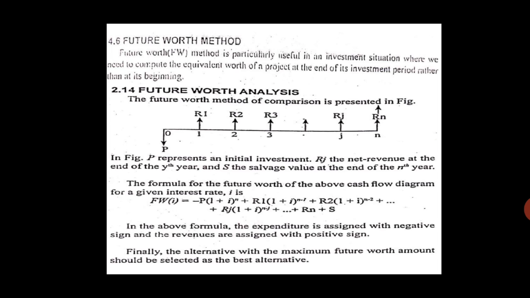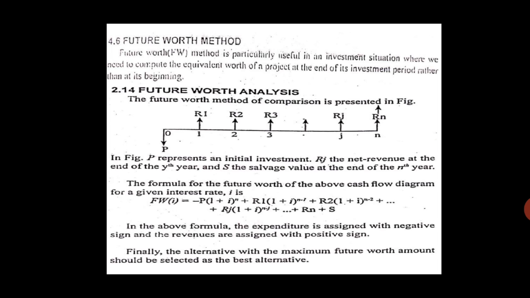So you can see the cash flow diagram here for future worth analysis. P is the initial investment now, Rj is the net revenue at the end of the jth year, and S is the salvage value at the end of the nth year. So the formula for the future worth in the above cash flow diagram with the interest rate i is given as: future worth at interest rate i is minus P, because P is the investment, so now it becomes minus P(1+i)^n plus R1(1+i)^(n-1), similarly it continues, and lastly you get Rj(1+i)^(n-j) plus Rn plus S.